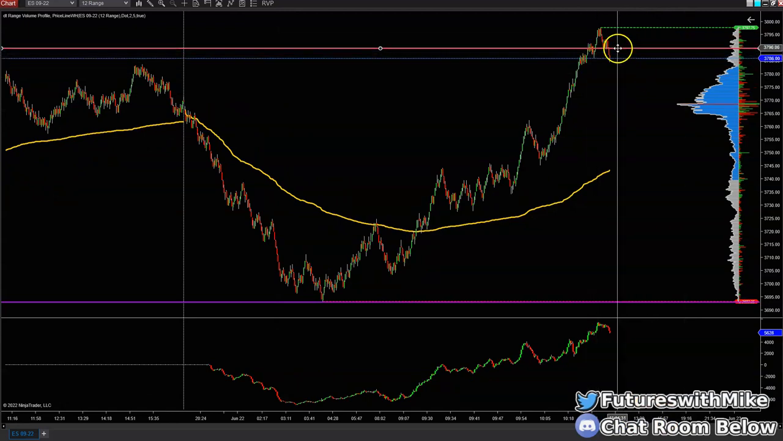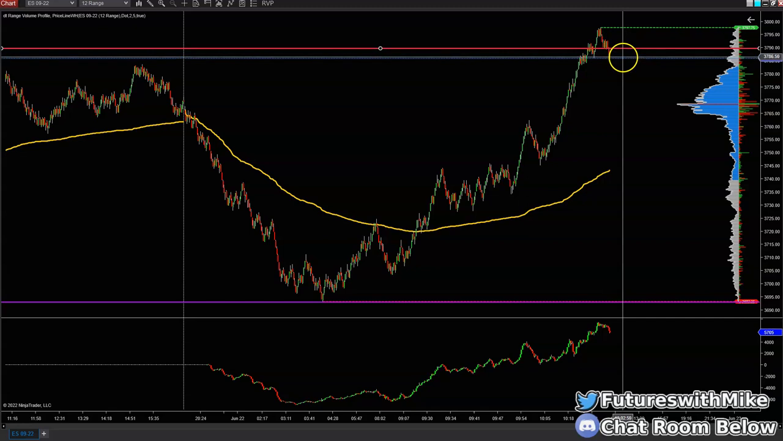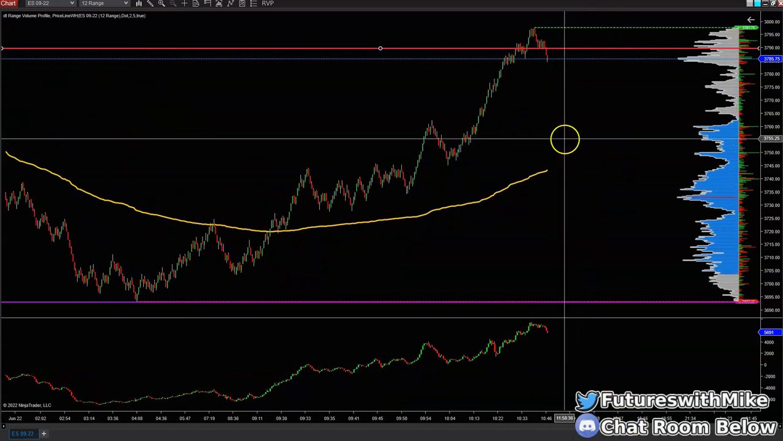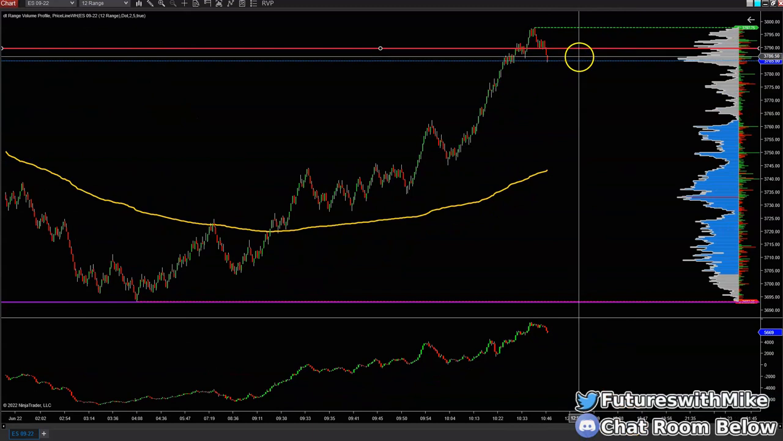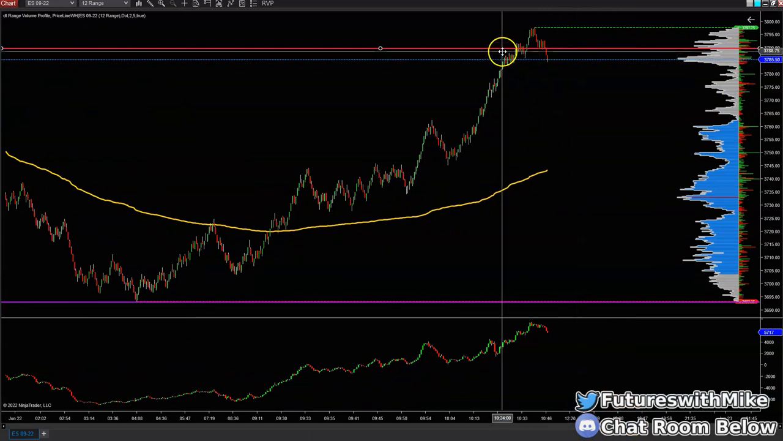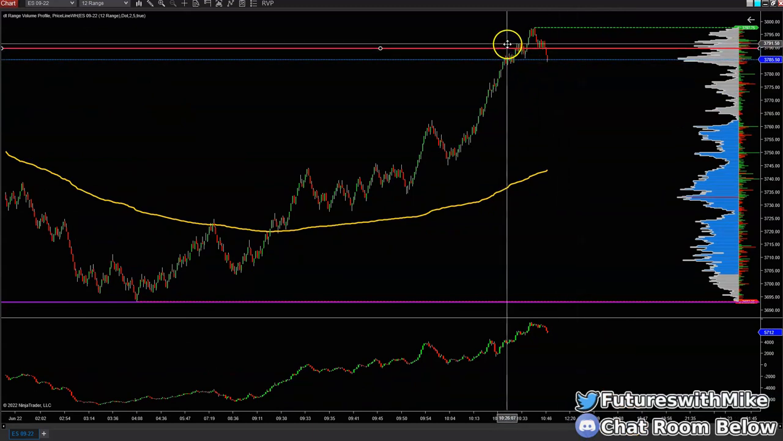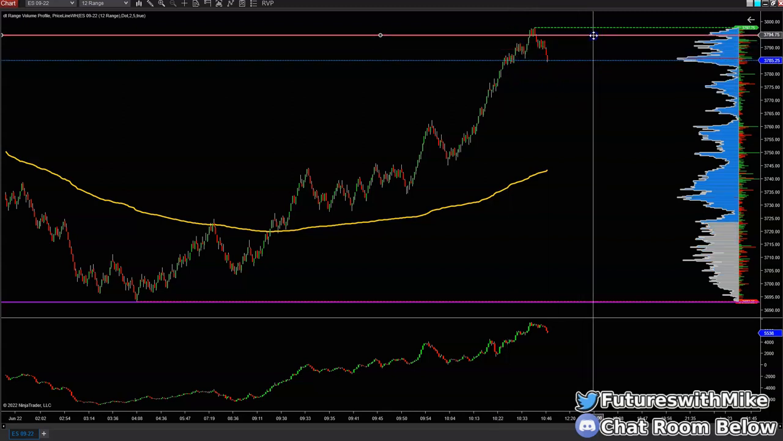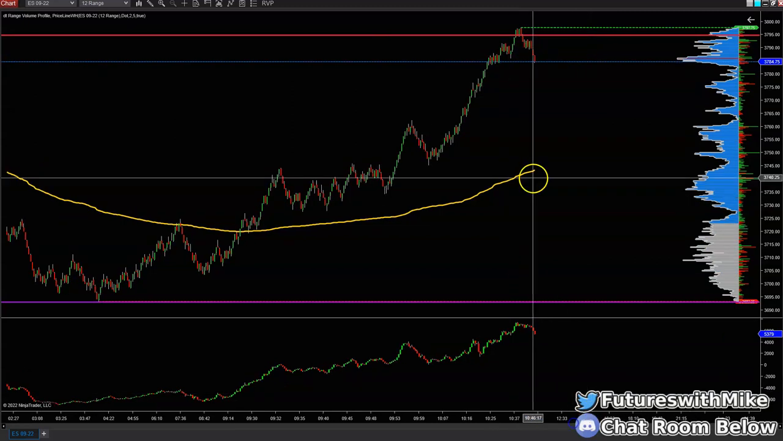Price breaks this area here. I've been looking for price to come back and test this area right up here, but it's got to break. Let's see. Let's see here. Hold on one second. Take a look at this again.